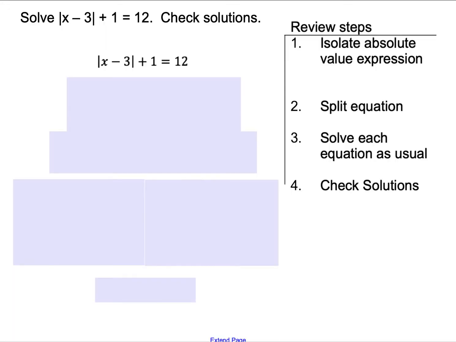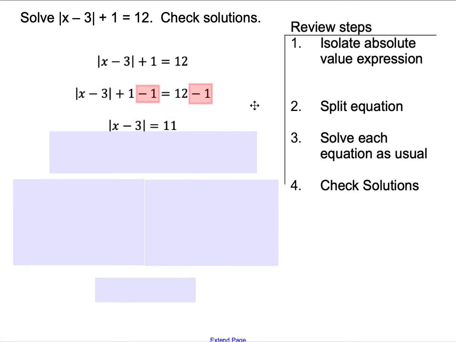Okay, let's consider a problem here. We've got the absolute value of x minus 3, plus 1, equals 12, and we're going to check the solutions. Remember the steps. First, we need to isolate the absolute value expression. This plus 1 is in the way, so we're going to do a minus 1 on both sides. And again, throughout this video, when I do something on both sides, I highlight it with a red box around it. And after I subtract 1 on both sides, I get the absolute value of x minus 3 equals 11.